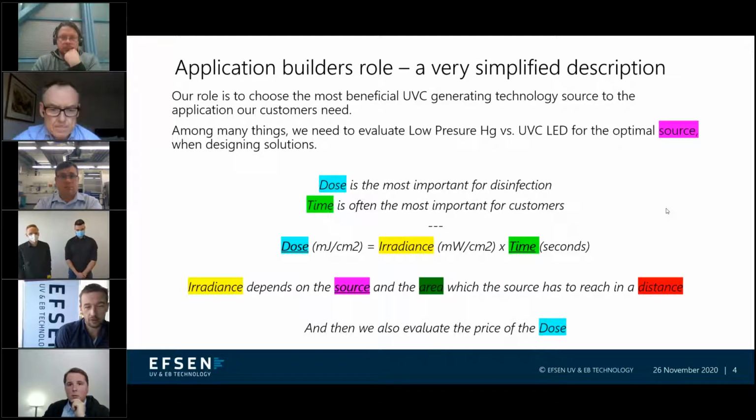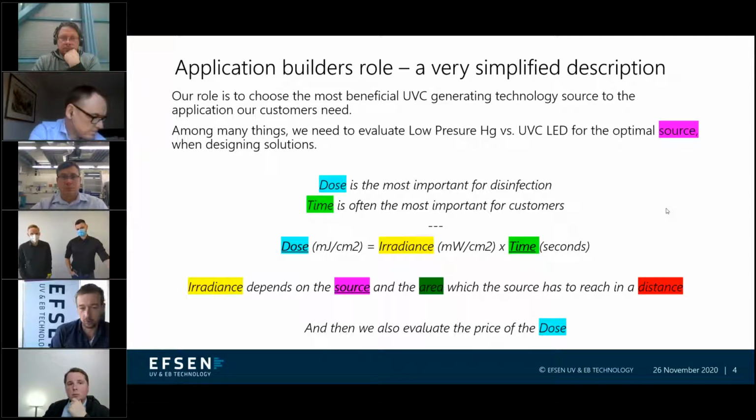So how do we calculate the dose? We do that by taking the time versus the irradiance. And the irradiance is the milliwatts per square centimeter, or you will see it as watts per square meter. And how do we define the irradiance? Well, the irradiance is different from the source depending on the area that the source has to expose and how far that area is away.